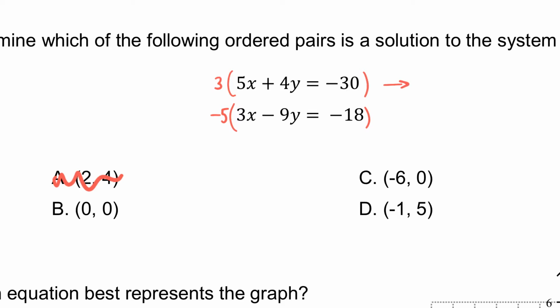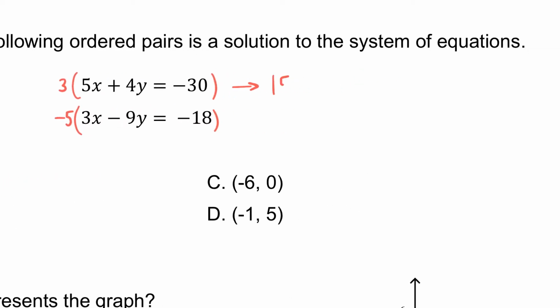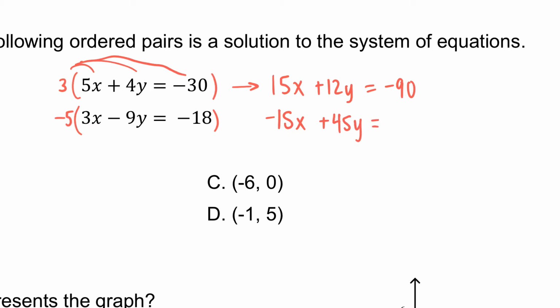So if we write this one over here, you'll get 15x plus 12y. Don't forget, you got to distribute that 3. That 3 needs to go to everything. So that's going to be equal to -90, and then negative 15x down here plus 45y, and that's going to be equal to positive 90. Okay, so we're going to take these equations and then add them together. When we add them together, we get 0x, so I'm not going to write anything there. We get 57y, and that's equal to 0.